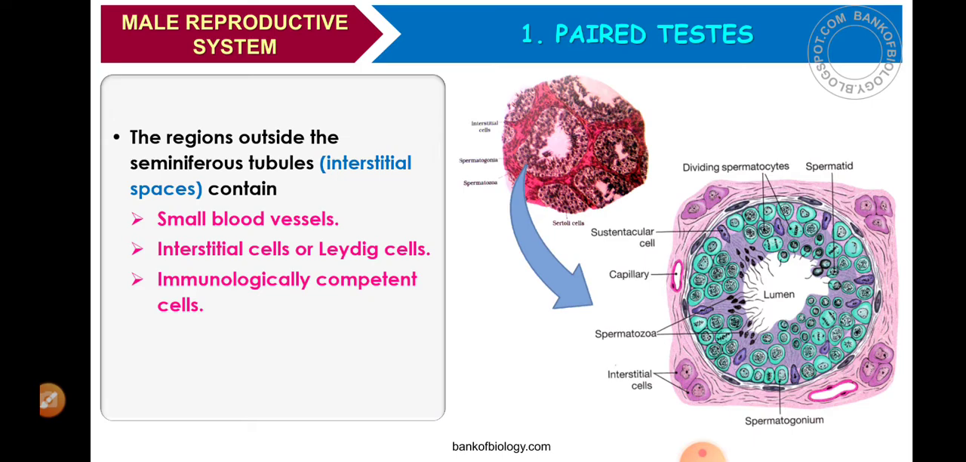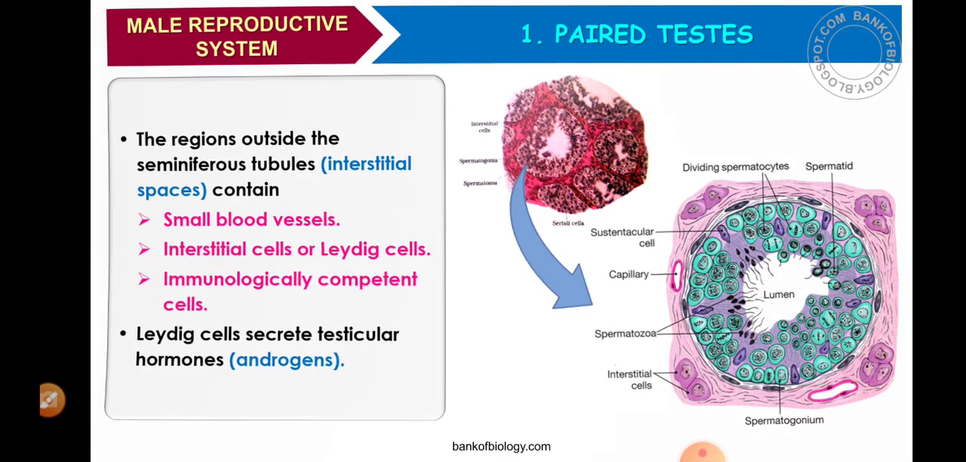Interstitial or Leydig cells help in secreting a testicular hormone known as androgen. And the immunologically competent cells help to maintain health. If any pathogen invades, then these cells are capable of attacking it and destroying the pathogen.